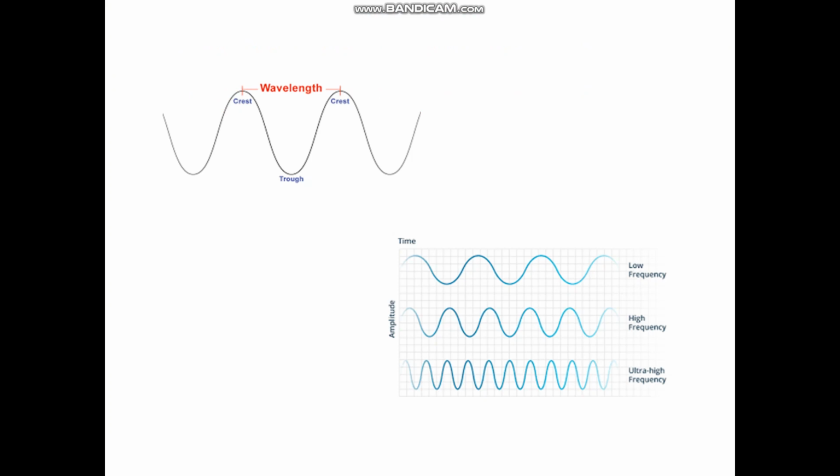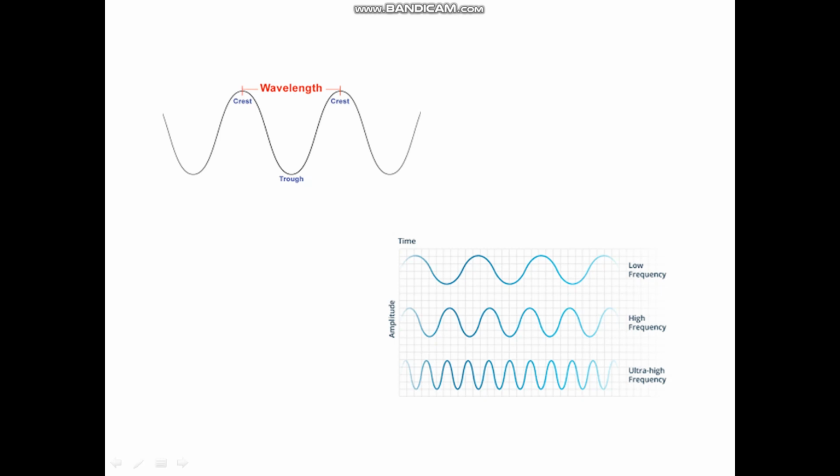If you look at this picture, you can see that the wavelength is from one crest to another crest, or from one top to another top of the wave. You can think of it as the top of mountains. So from one top to another top is what we call the wavelength. But it can also be from the bottom to another bottom, or from the trough to another trough. That is also considered to be wavelength.